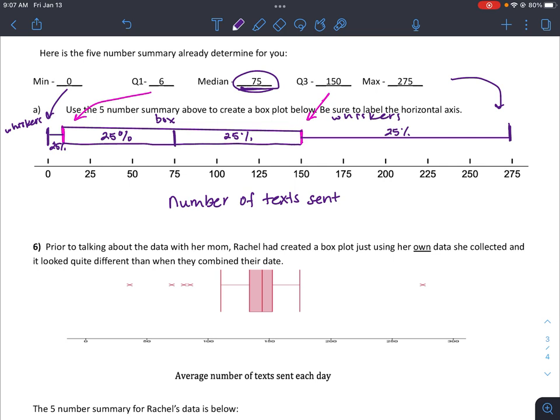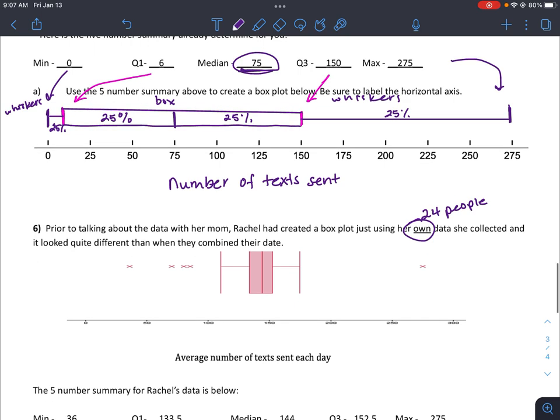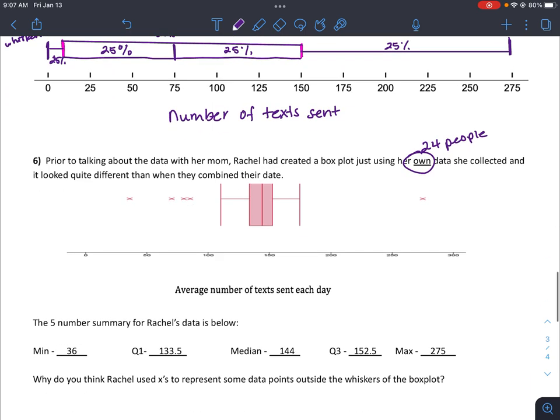So prior to talking about the data with her mom, Rachel created a box plot using just her own data. And if you think back, this was 25 people answering her question, how many texts do you send? So Rachel's data was collected, and it looked a little different when they combined their data. All right, so this is, let's see, the 5-number summary. Oh, it looks a lot different.